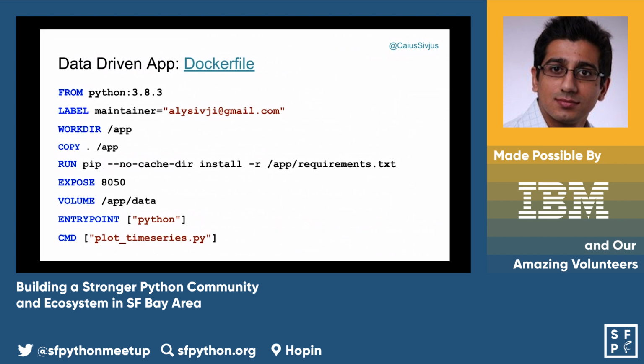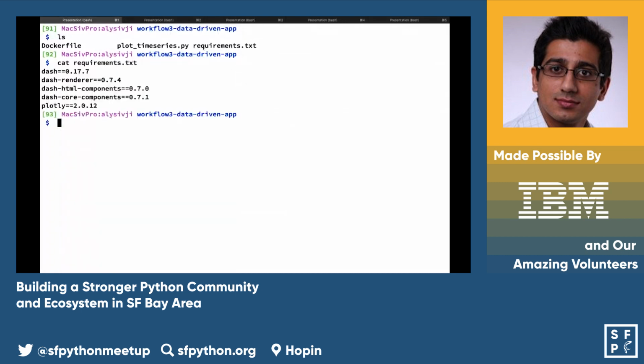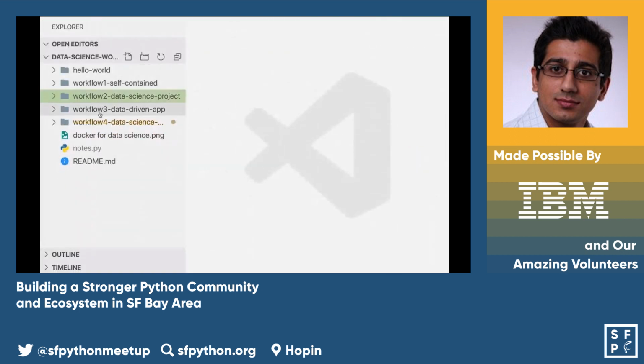Flow 3. So here I have a Docker file, a plot time series file, and requirements.txt. So let's take a look at that requirements.txt. So these are all the things that I need to produce this dashboard. So I'm using Plotly's Dash framework. And now let's go and check out that Docker file.